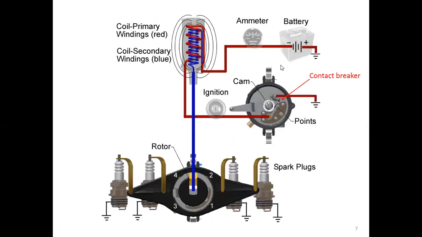This is another picture showing the ignition coil system. Here we have the ammeter, and this is another type of contact breaker. This is how the actual contact breaker is in the system, and this is the cam.